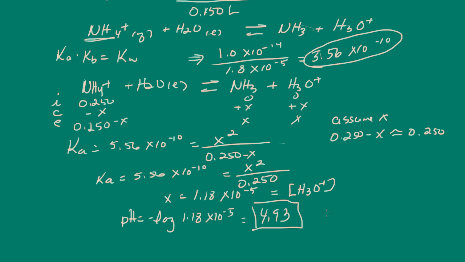Now, one thing we do need to do here is test our assumption. So we'll go back up here and plug in 1.18 times 10 to the negative 5 for x. And that equals 0.25. So our assumption was valid. If the assumption would not have been valid, then we would have needed to use the quadratic formula.